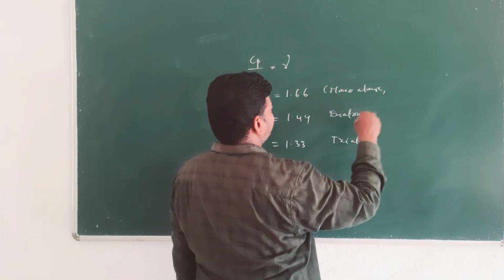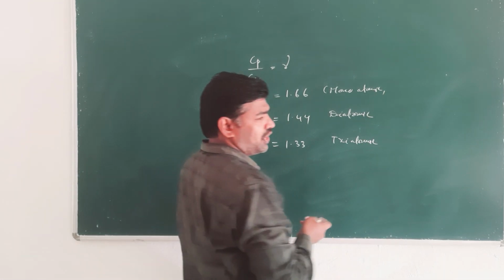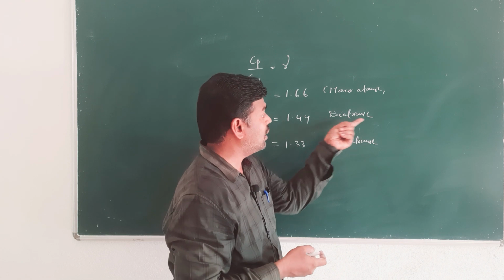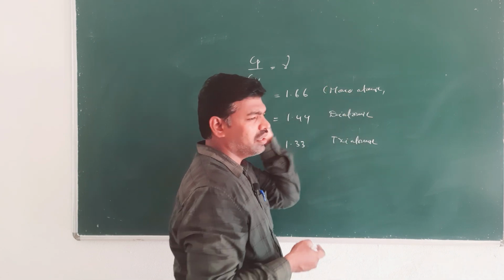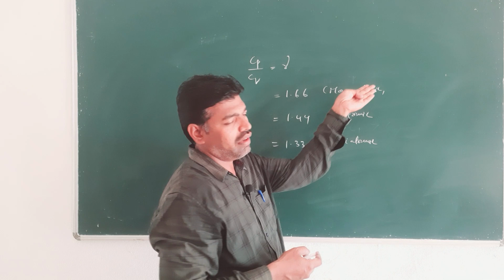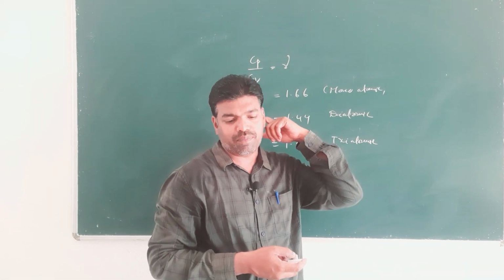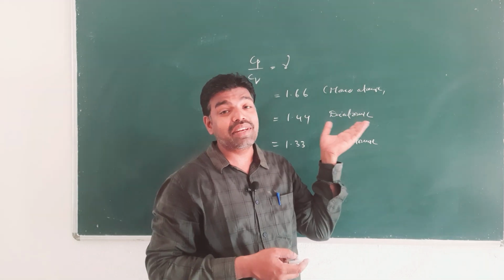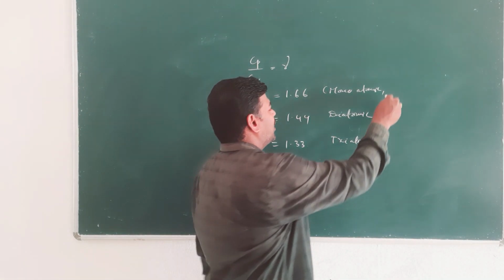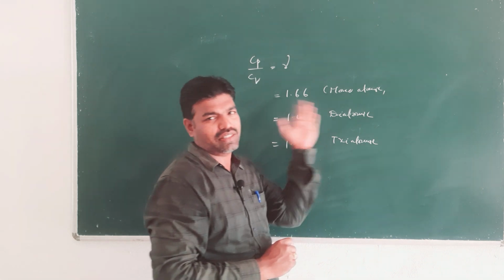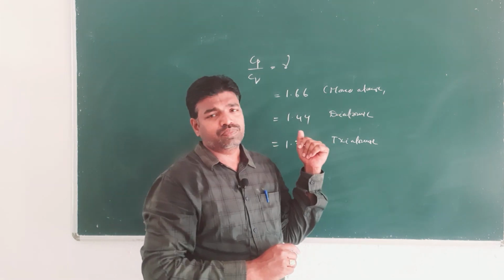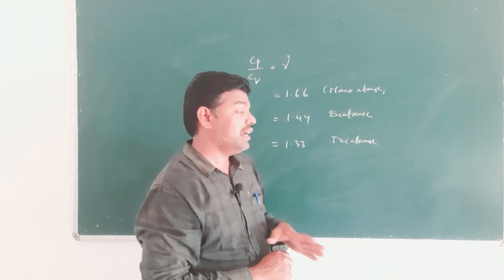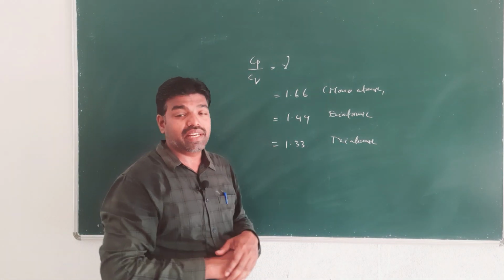Monoatomic gases are the inert gases: helium, neon, argon. Diatomic gases are H2, Cl2, right? And triatomic gases are SO2, CO2, right? And this is all about heat capacity.